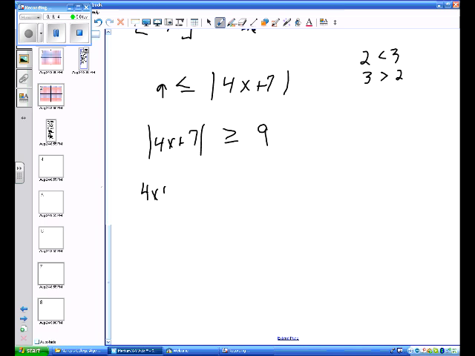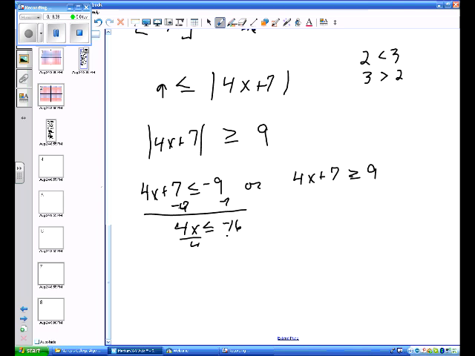Now, it's a greater than, and so we set this up into two separate parts. Whatever's inside, if I'm going to put the negative, then I have to switch my inequality, is less than the negative, or whatever's inside is greater than the positive. Solving, we would subtract 7. We get 4x is less than or equal to negative 16. Divide both sides by 4. X is less than or equal to negative 4. Subtract 7. We have 4x is greater than or equal to 2. Divide both sides by 4. X is greater than or equal to 1/2.